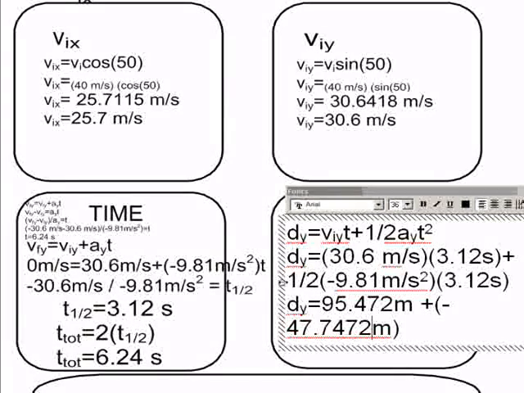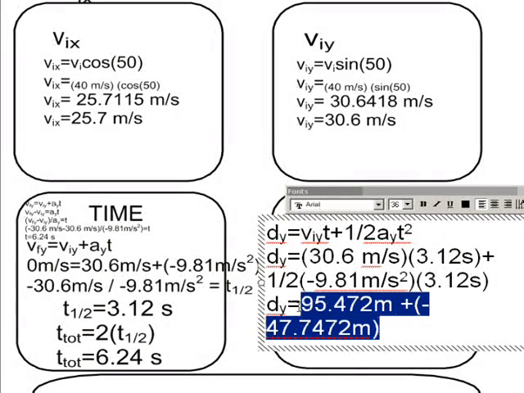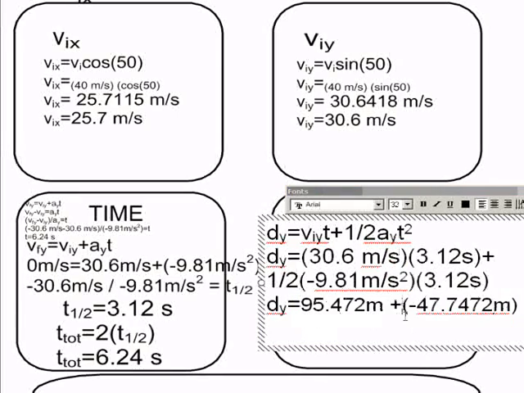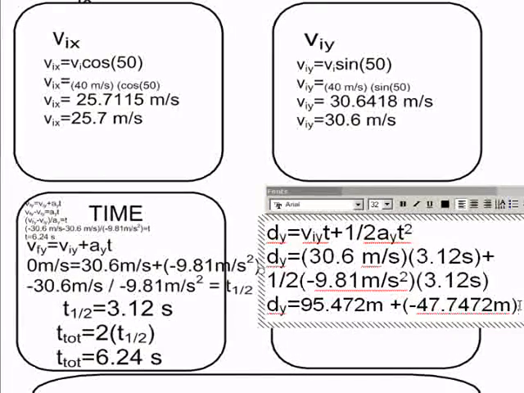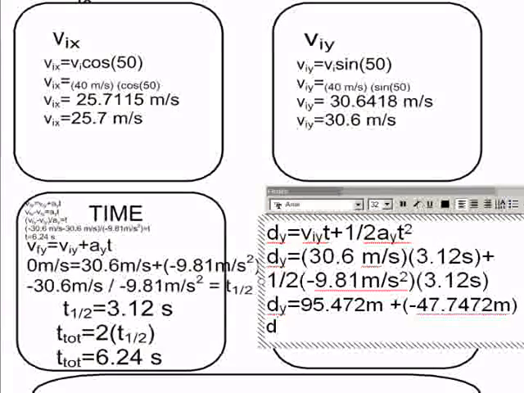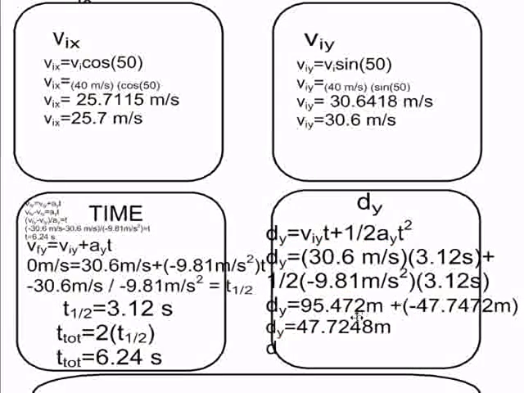So I have 95.472 meters subtracted by 47.7472 meters. Again, this was the correct answer, even though I didn't write that it was squared up there. I did square it on my calculator. So dy, final answer, is going to be 47.7248 meters. Now again with sig figs, I'm going to say that it has 3 sig figs, and I'm going to say that my answer is 47.7 meters.